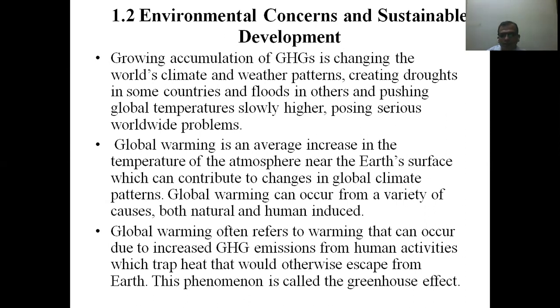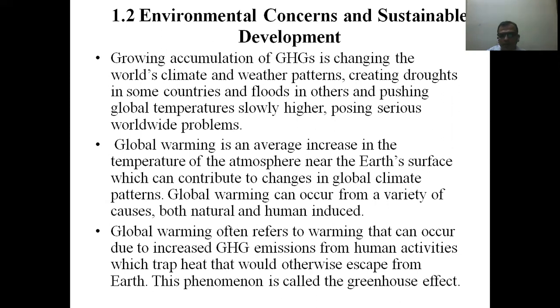Global warming is an average increase in the temperature of the Earth's atmosphere and the Earth's surface, which can contribute to changes in the global climate pattern. So the Earth's climate will be changed. Global warming can occur from a variety of causes, both natural and human-induced. So both natural causes and human interventions cause the global temperature to increase.